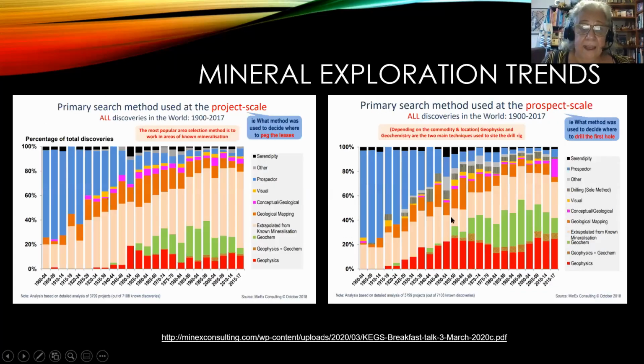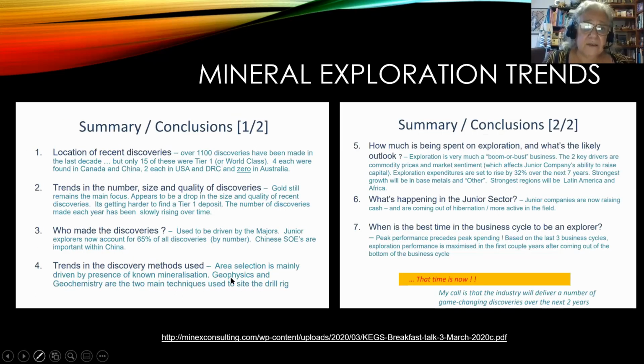And this search method, I think this was at the project scale now. Again, geophysics playing a very important role in those discoveries. So that is very important to use the geophysics.